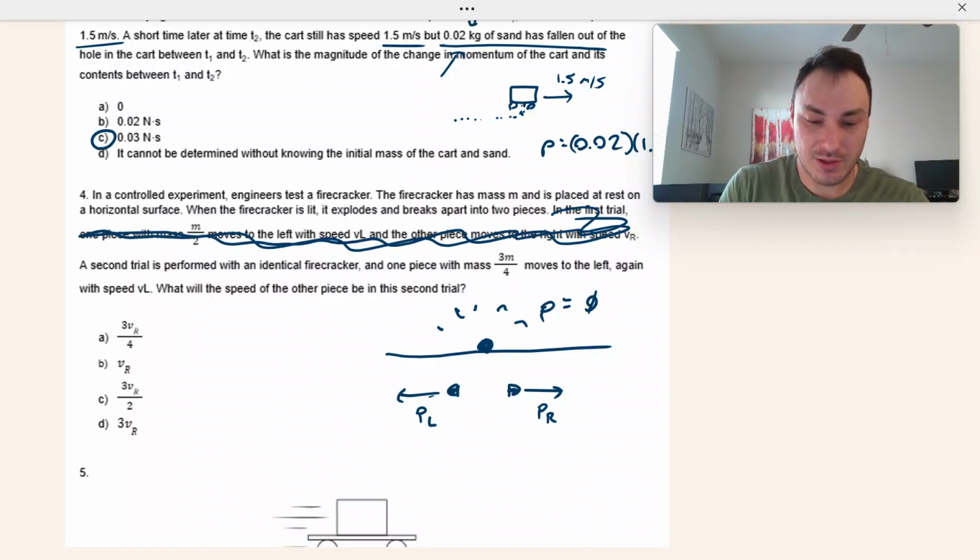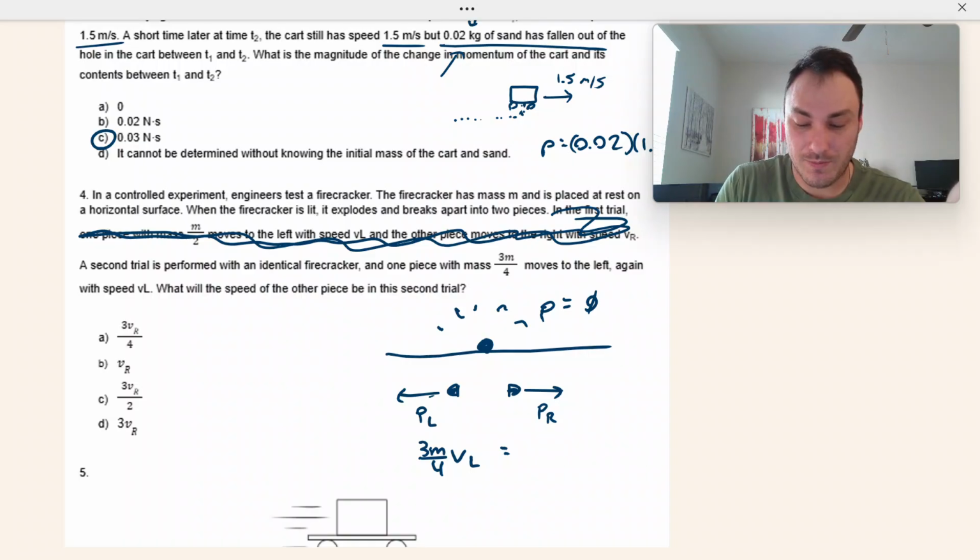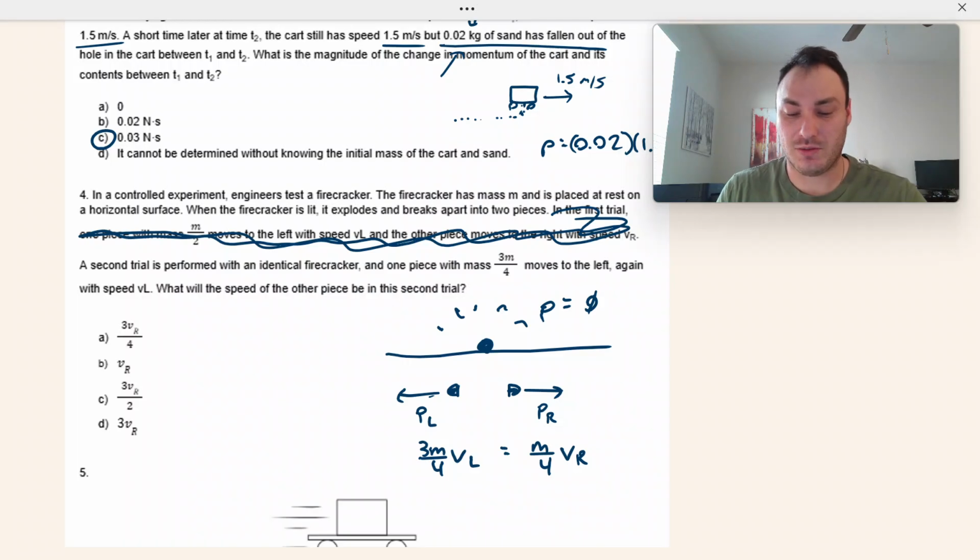The momentum to the left, mass times velocity, its mass is 3m/4, and its velocity is VL. The momentum to the right, if this one's mass is 3/4 m, then this one's mass is going to be 1/4 m, or just m/4, and it's moving with a velocity to the right. We're solving for VR.